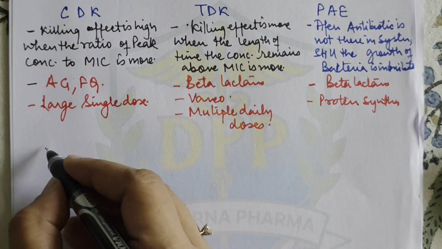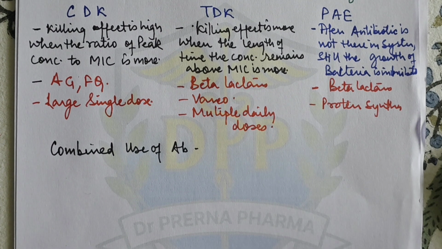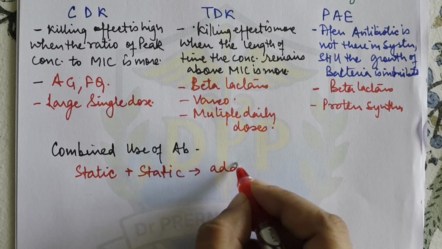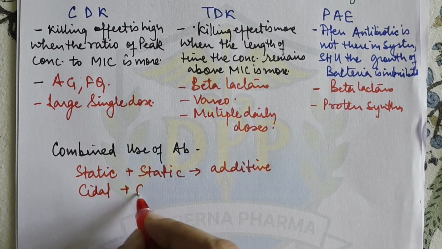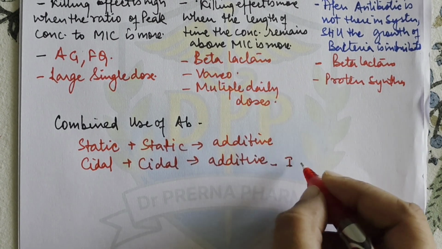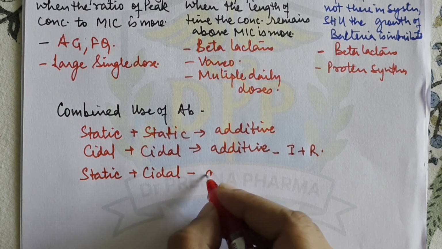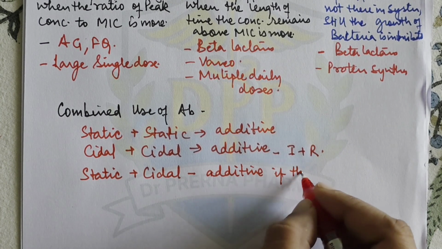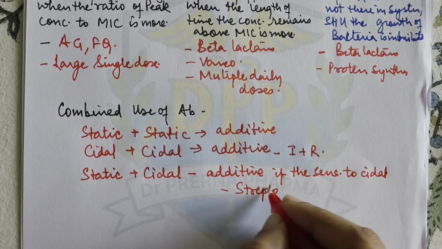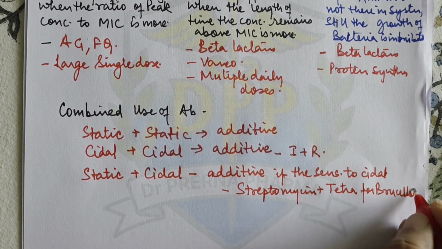The next concept that we have to do is combined use of antibiotics. Now, if both static plus static are given, it will give an additive effect, right? If both cidal drugs are given together, it will give an additive effect if the organism is sensitive to both. For example, we combine isoniazid plus rifampicin in tuberculosis. If you give static plus cidal, again it will be additive, but if the organism is sensitive to the cidal drug, right? For example, we give streptomycin plus tetracycline combination for brucellosis, okay?